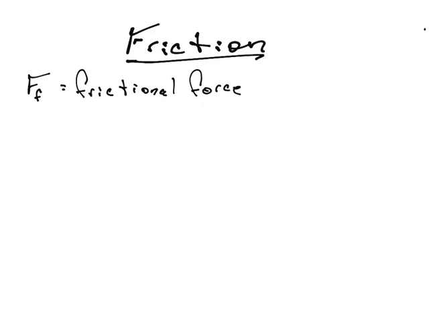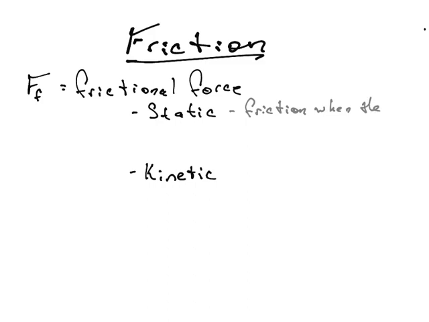There are two types of frictional force. The first is called static, and the other is kinetic. What's the difference between these types of frictions? Well, it's basically in the name. Static friction is friction when the object is not in motion.